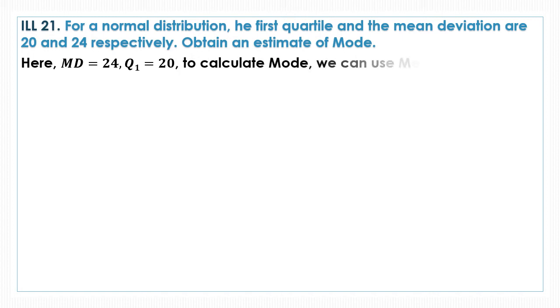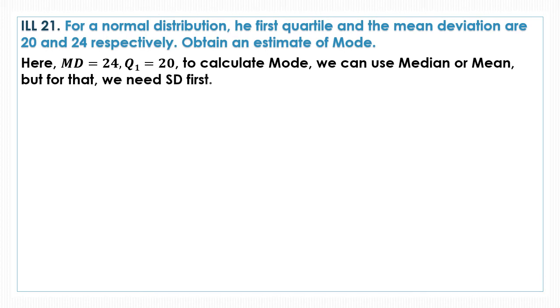MD is 24, Q1 is 20, and to calculate mode we can use median or mean, but for that we need SD first. Mode can be calculated using the methods of calculating mean or median, but for either we need the value of standard deviation first. So let's see what we can do here. MD we already have, which is 24. So in the place of MD we will just write 24 and change the side of 4 upon 5. So it will become 5 upon 4, and thus your answer will be 30. 24 into 5 upon 4 will be 6 5s are 30. So the value of your sigma here is 30.